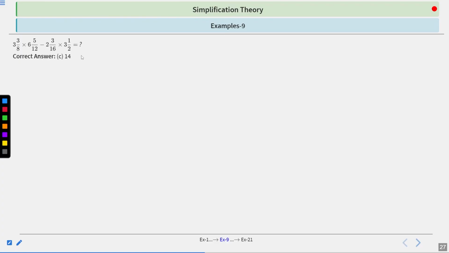Now the correct answer of this question is 14. Now see the solution. So here we can write this mixed fraction into fraction form. We can convert it. How we can convert it?